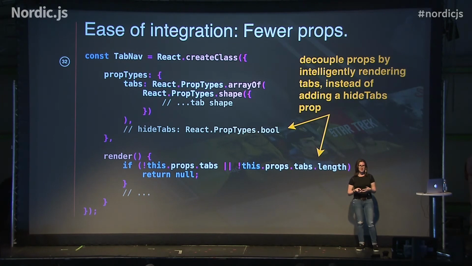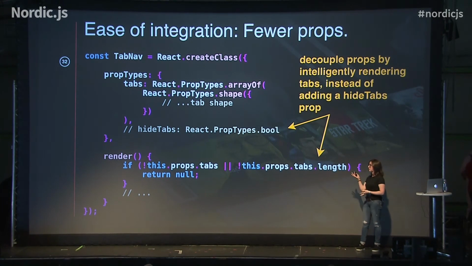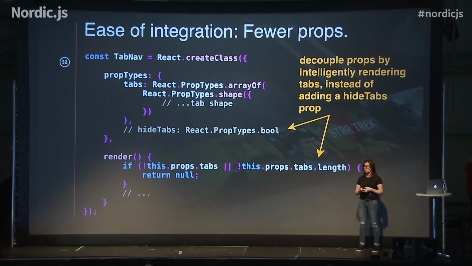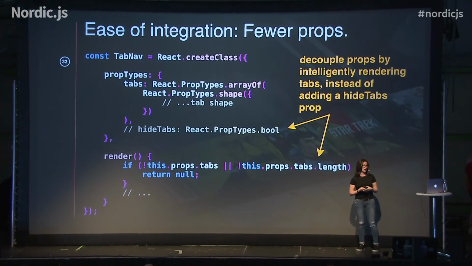So this eliminates the need for an extra prop, which, like I mentioned before, will reduce the cognitive load on other developers. It also makes the component more resilient to developer error, because if you have both the hide tabs and the tabs prop, perhaps they've passed them in a combination that doesn't quite make sense. And it'll also decrease the likelihood of unexpected behavior.